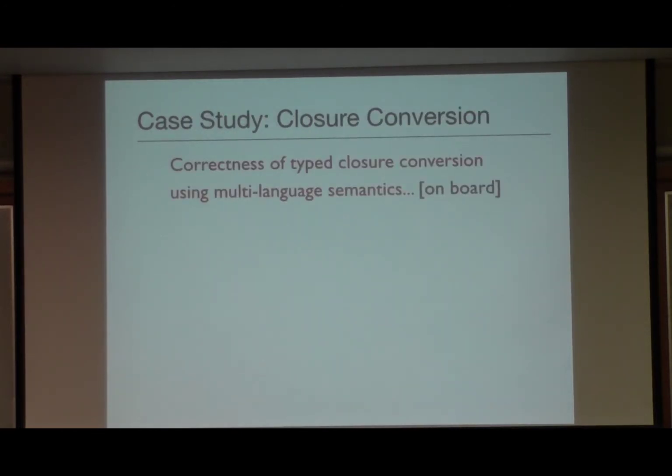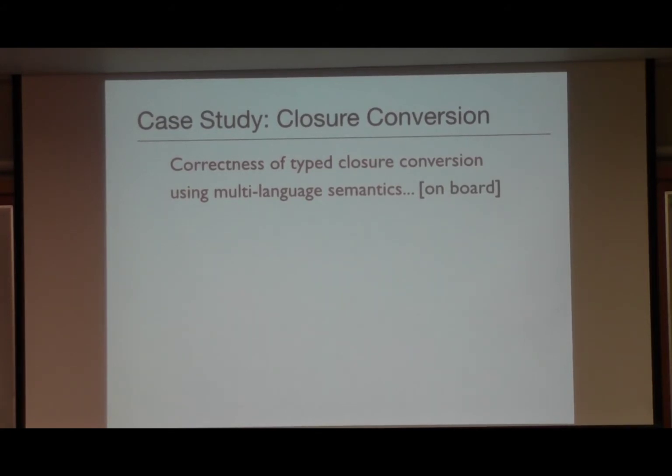I wanted to give you a flavor of multi-language semantics. We're going to take our typed closure conversion pass that we did on the board yesterday. And for that pass, this time, instead of setting up a cross-language logical relation to prove correctness, we're going to set up a multi-language semantics that allows us to specify correctness. Okay? So this is just to give you a feel for how this is set up.